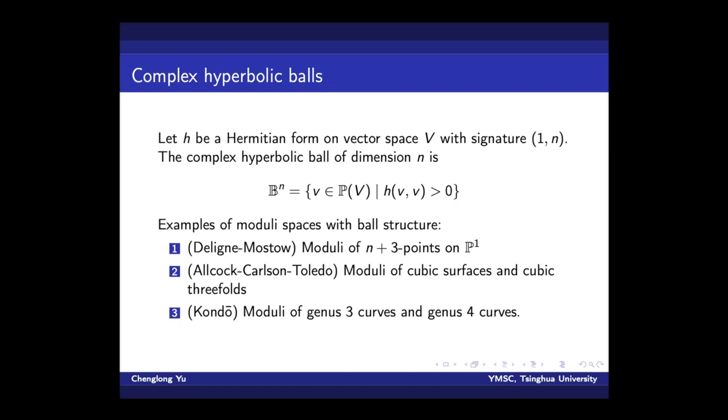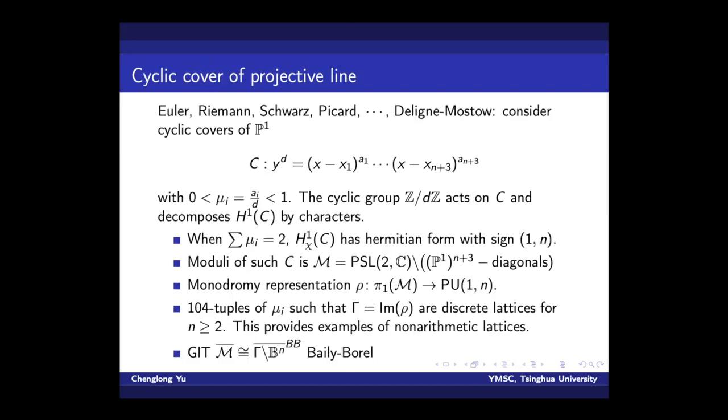Let's look at the first example. It actually dates back to Euler and Riemann, when they studied the so-called hypergeometric functions. Later Schwarz, as mentioned by Professor Jinglong Wang, worked on the classification of some triangles. Schwarz also did some important work about the monodromy group from hypergeometric functions, and Picard later did the case of two variables. There are many other mathematicians. In the 1980s, Deligne and Mostow unified those studies and systematically studied the monodromy groups coming from these families.